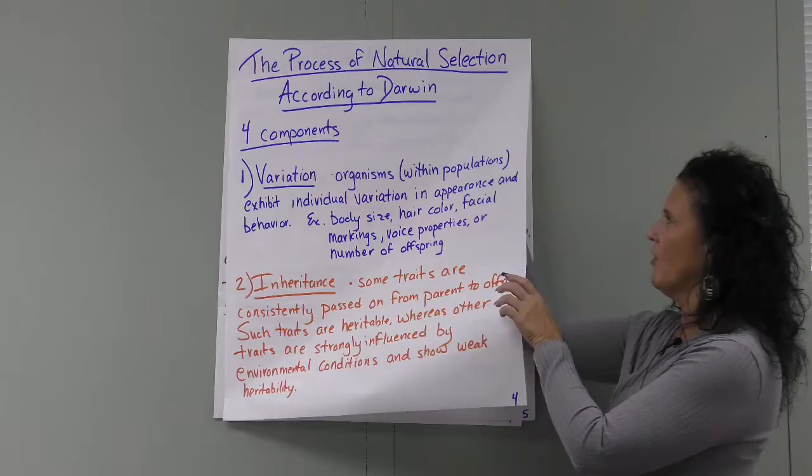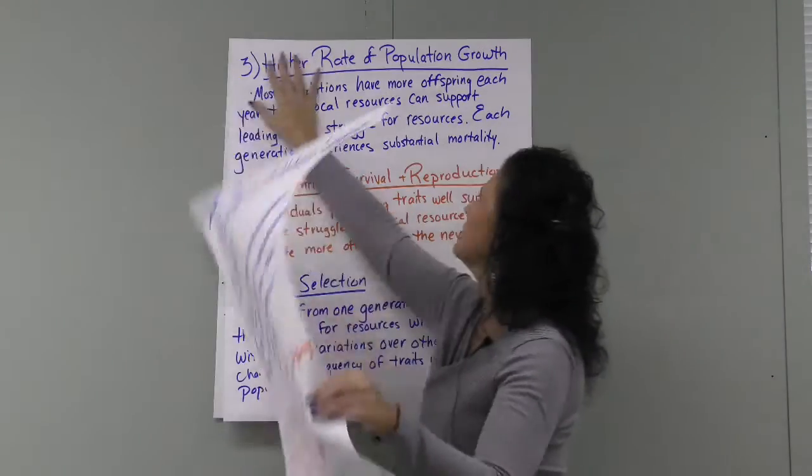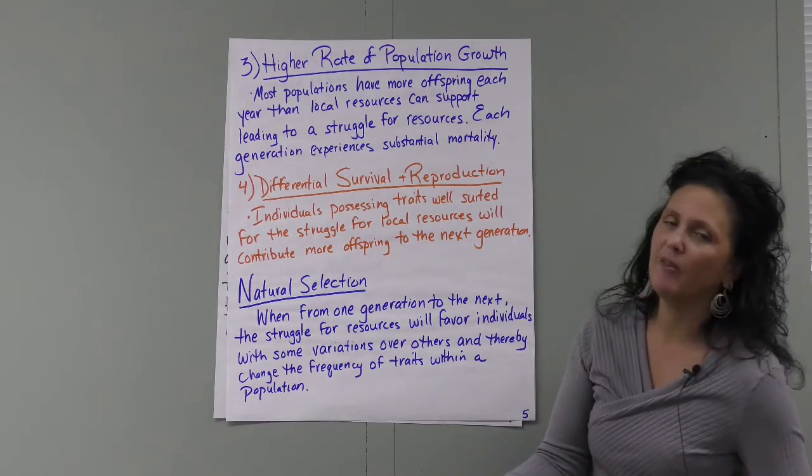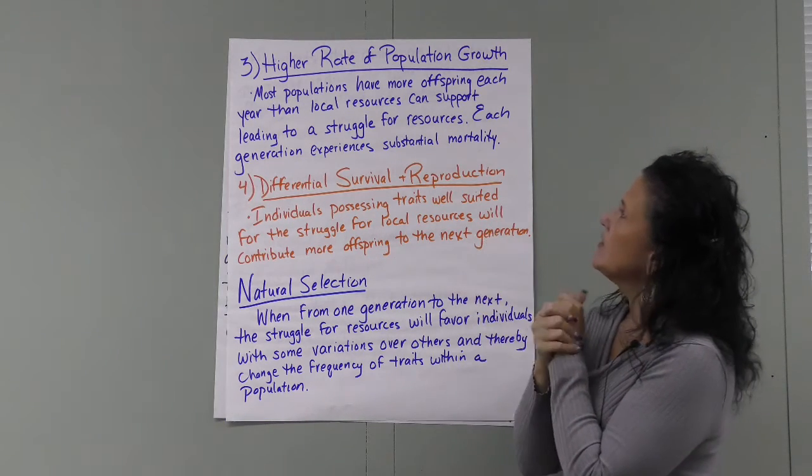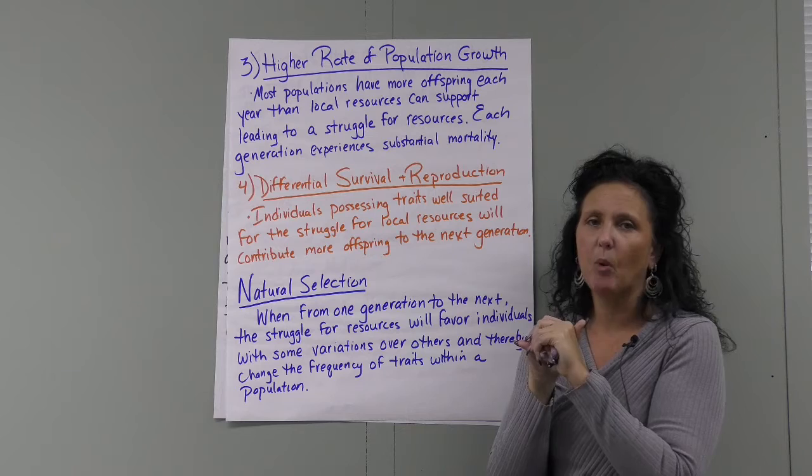Number 3, they have a higher rate of population growth. Most populations have more offspring each year than the resources can support, right?